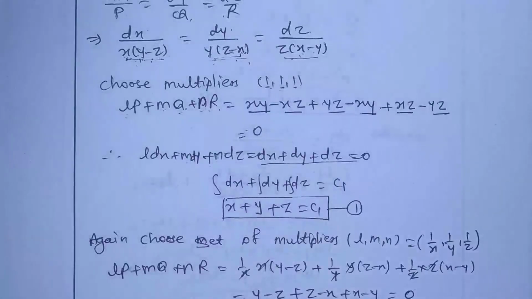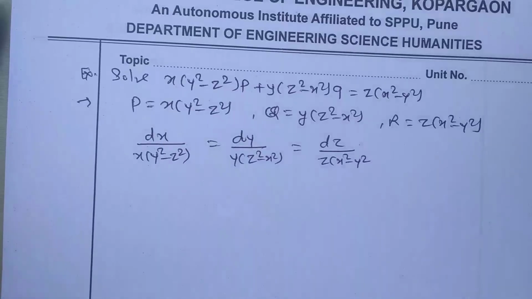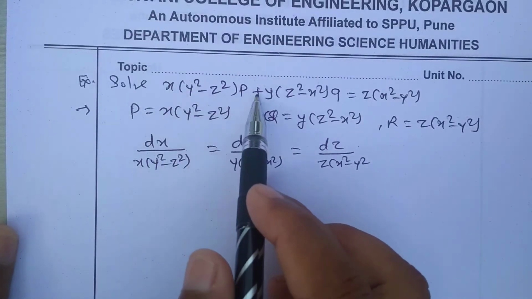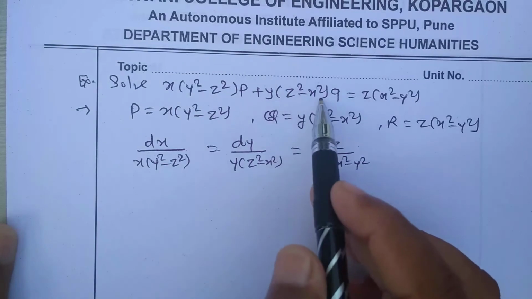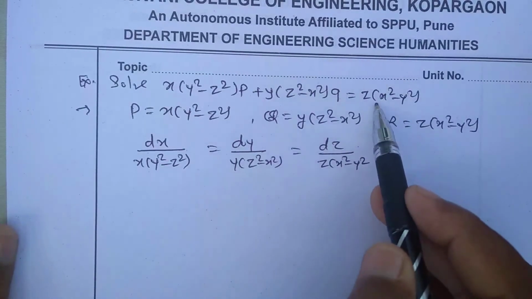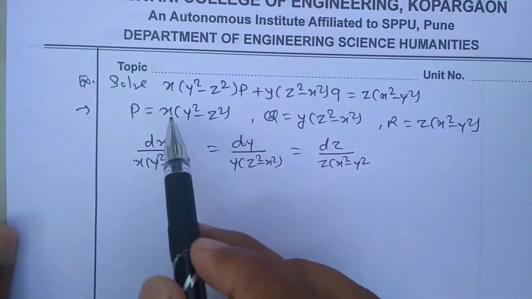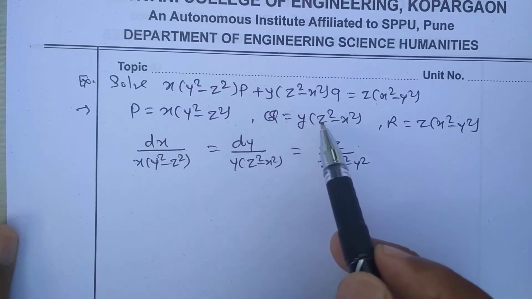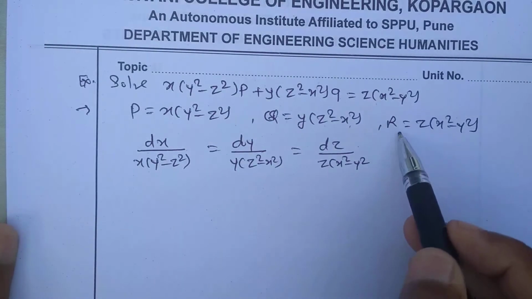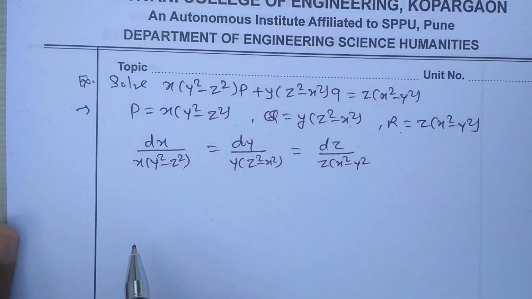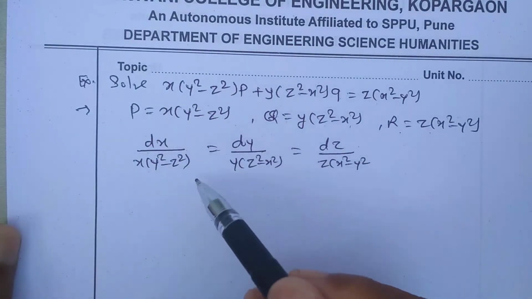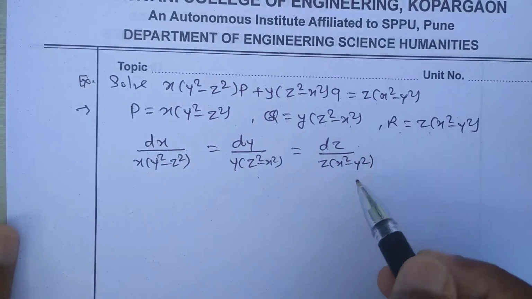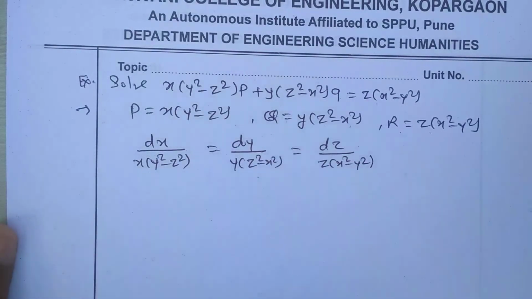So let's take another example. The next example is x into y square minus z square into p plus y into z square minus x square into q equals to z into x square minus y square. So value of p is x into y square minus z square. Value of capital Q is y into z square minus x square. Value of r is z into x square minus y square. So this can be written as dx upon p equals to dy upon q equals to dz upon r. I directly write it to save time.